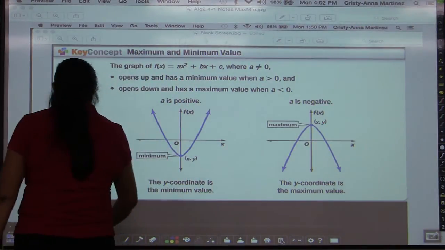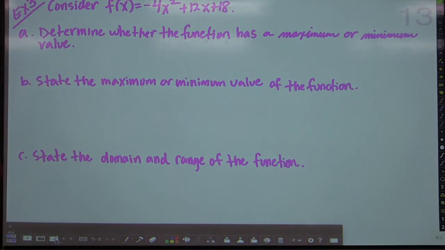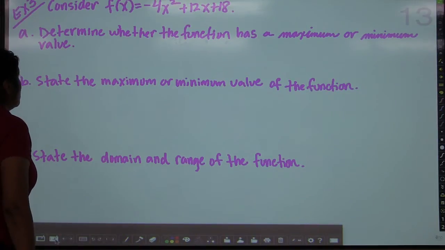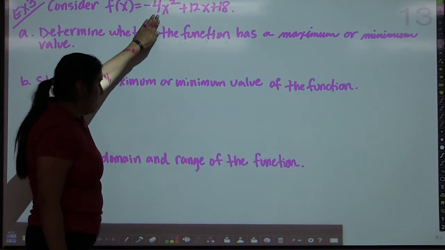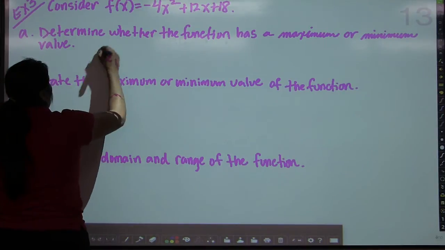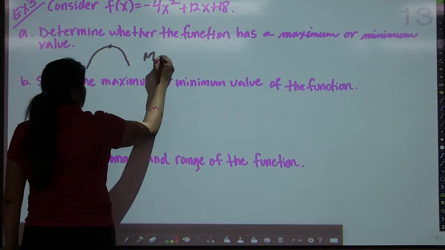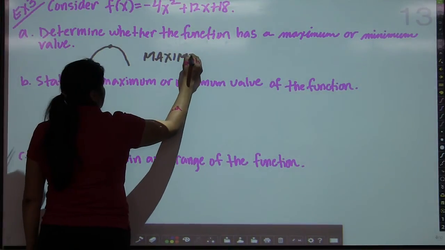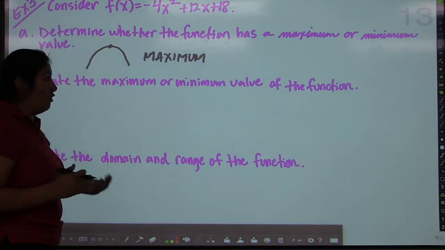So now we want to go back to example 3, because it says consider f of x equals negative 4x squared plus 12x plus 18. Determine whether the function has a maximum or minimum value. You can determine that based on the fact that the a value here is negative 4, and because it's negative 4, it means that our graph is going to be opening down like this, and so you're going to end up having a maximum as opposed to a minimum. No parabola can have both. You either have one or the other.